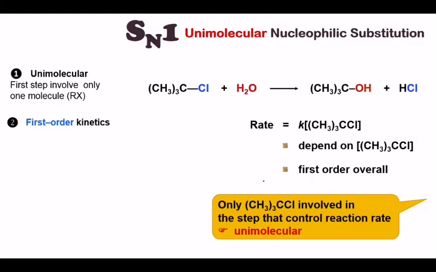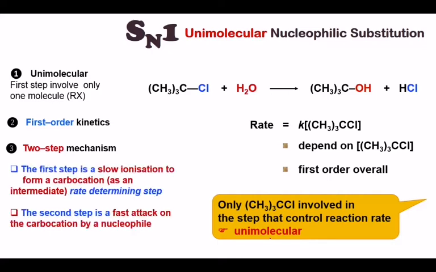It means that only the haloalkane involved in the step that control reaction rate. That's why the name is unimolecular. And this SN1 involve two-step mechanisms. The first step is a slow ionization to form a carbocation ion as an intermediate. The second step is a fast attack on the carbocation ion by nucleophile. Okay, I will show you more detail about the SN1 mechanism.